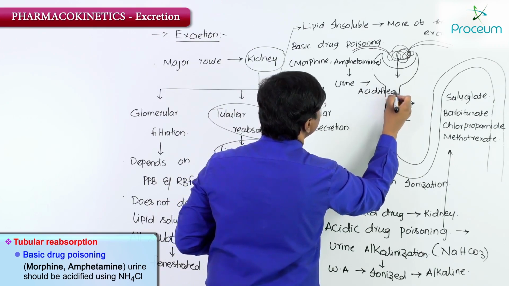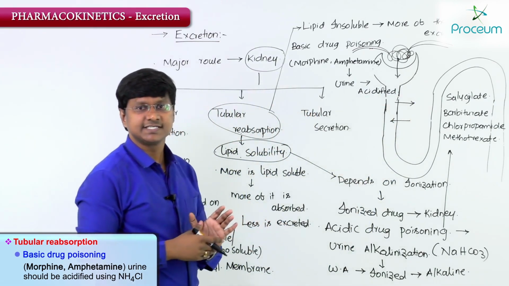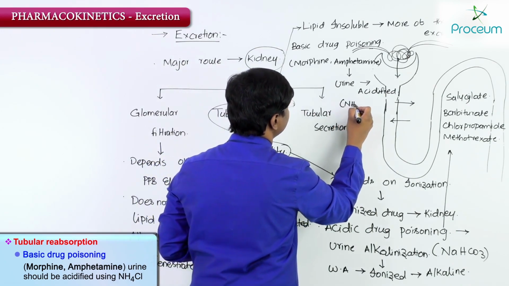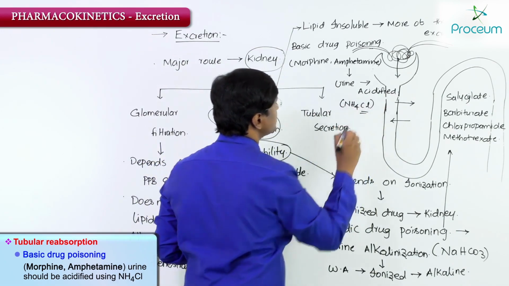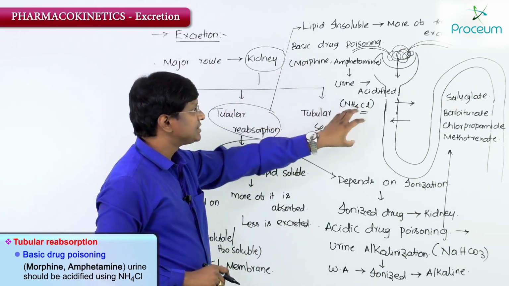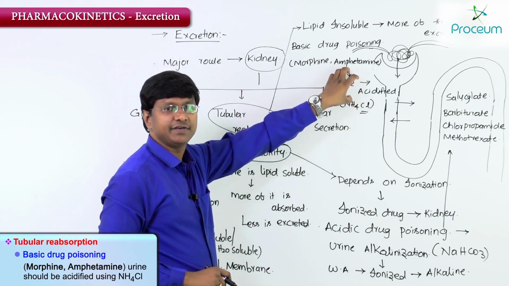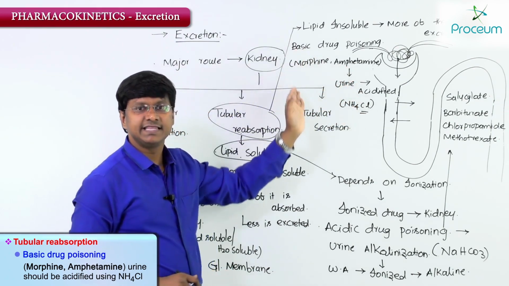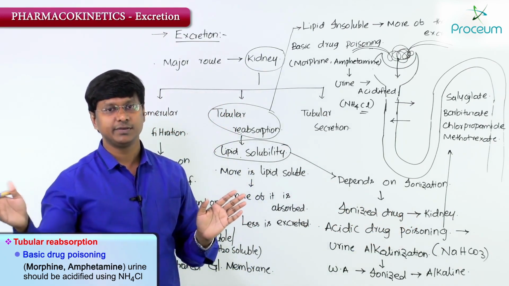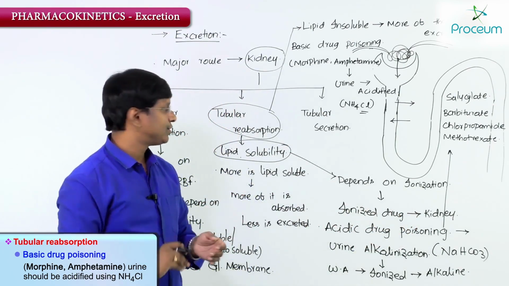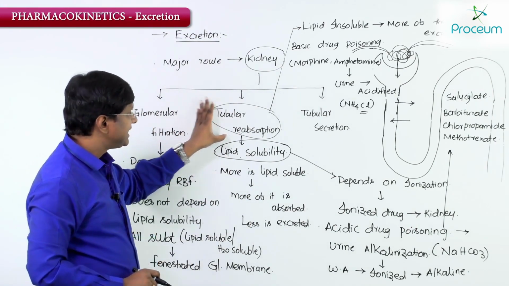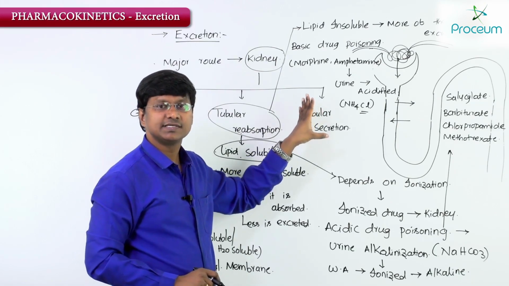And what is the substance we use for the acidification? For the acidification, we use ammonium chloride. So for the basic drugs, if you are using ammonium chloride for the acidification, the basic drugs get converted into the ionized form and the ionized form of the drug will be excreted out. So that is about the tubular reabsorption. Now let me discuss the tubular secretion.